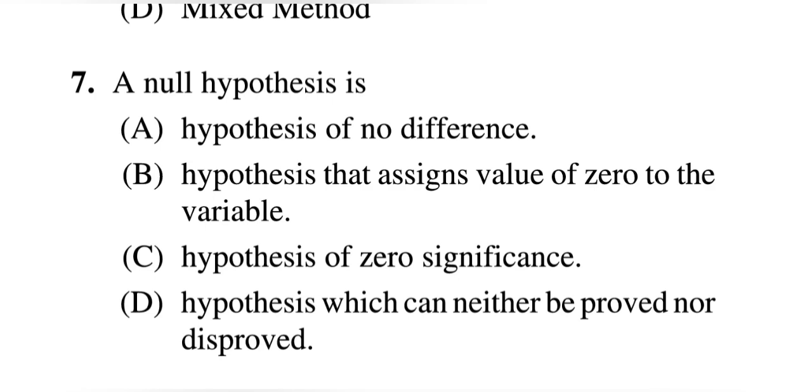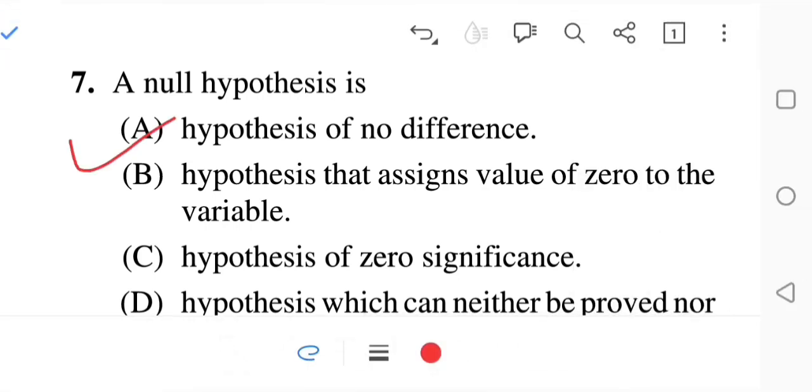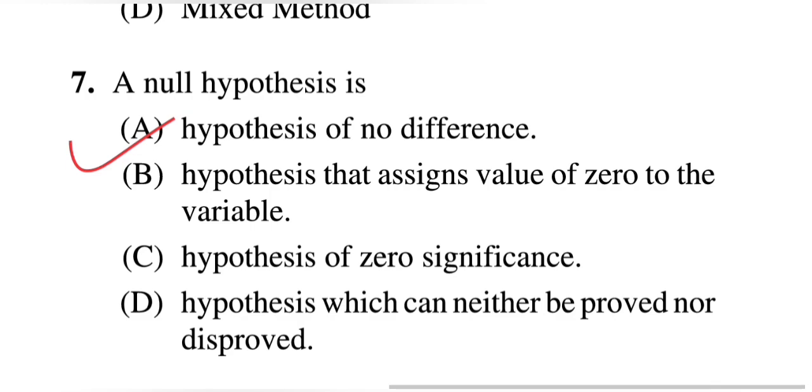Okay, let me give you the correct answer. Number 7, the correct answer is A. A null hypothesis is a hypothesis of no difference. Okay, a hypothesis of no difference. This question is related to research aptitude.